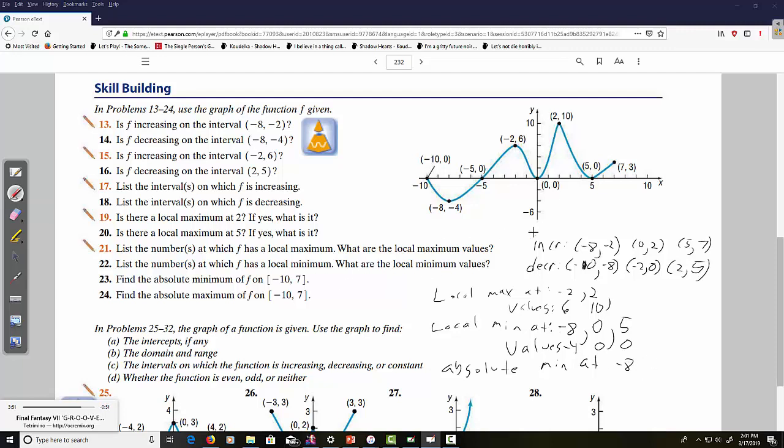And its value, of course, would be -4. Absolute maximum would be right here at 2, 10. At 2, its maximum value would be 10. Now, it is possible to have absolute minimums or absolute maximums at endpoints. That's a difference from the local ones. Absolute maximum, absolute minimum are just the highest and lowest point, whether that's an endpoint or any other kind of point. It just has to be an actual point, not an empty circle.